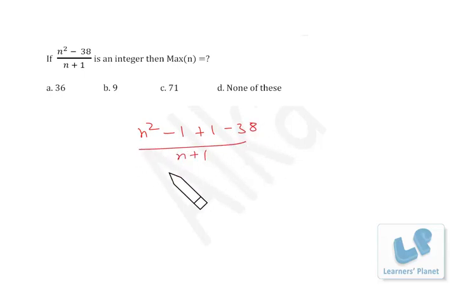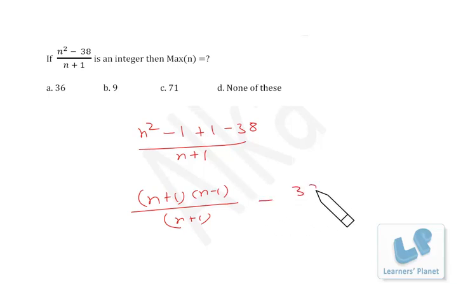Okay, so I just split it. So n square minus 1 upon n plus 1, so n plus 1, n minus 1 upon n plus 1. Okay, then from 1 minus 38, it will be minus 37 upon n plus 1. So n plus 1 is cancelled. This is already an integer.